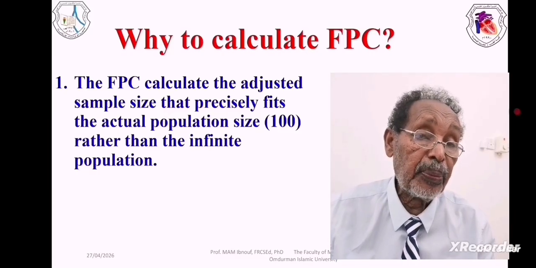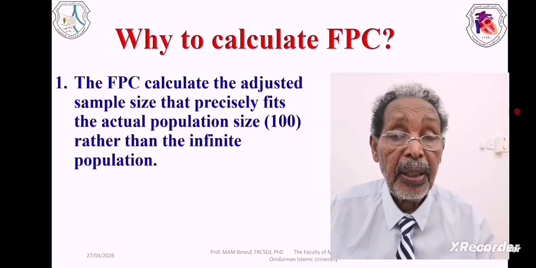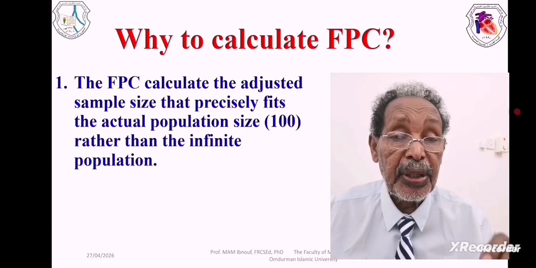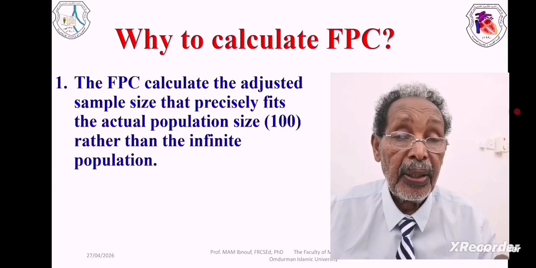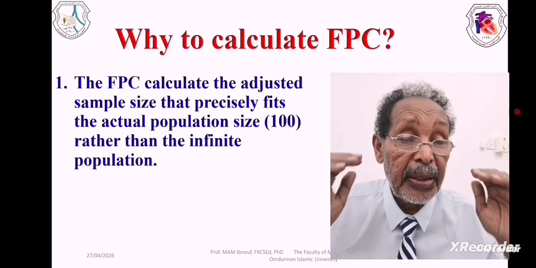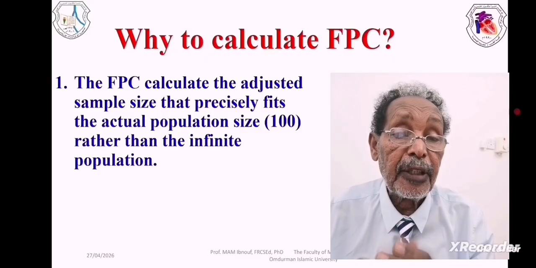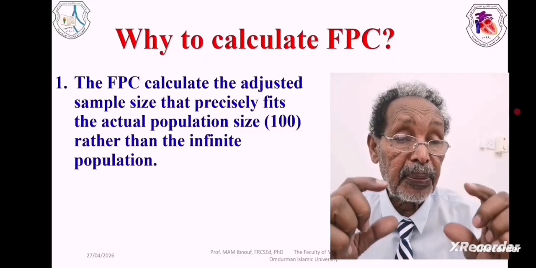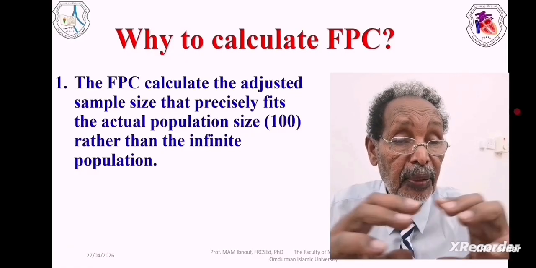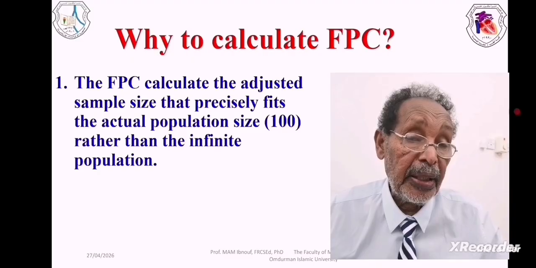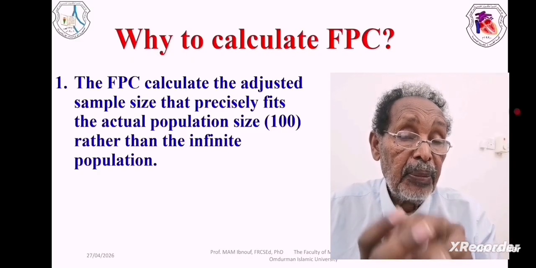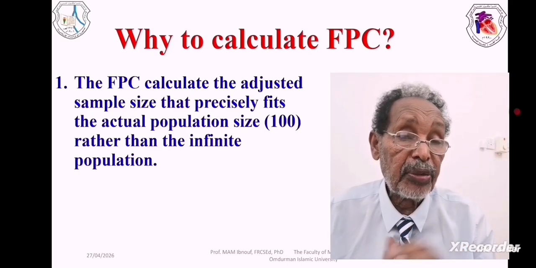Why use the finite population correction? The finite population correction adjusts the sample size precisely to fit the finite population, which is 100, the limited population, rather than the infinite population. The equation was meant for infinite population, but the correction is done to fit the limited population, which is finite population.